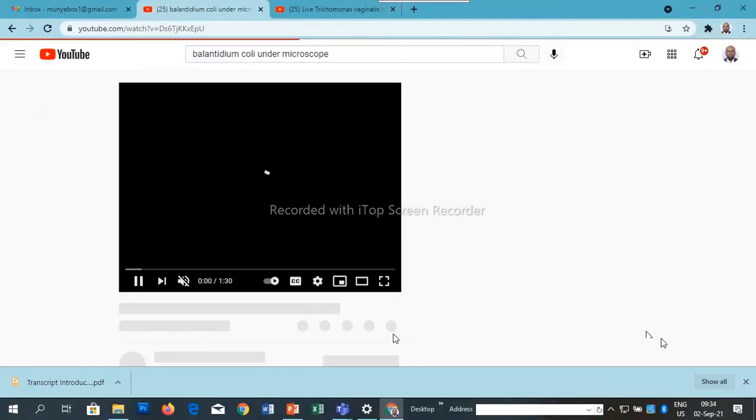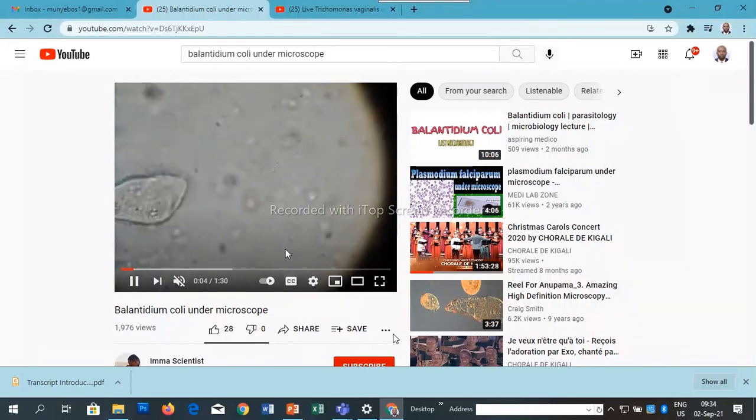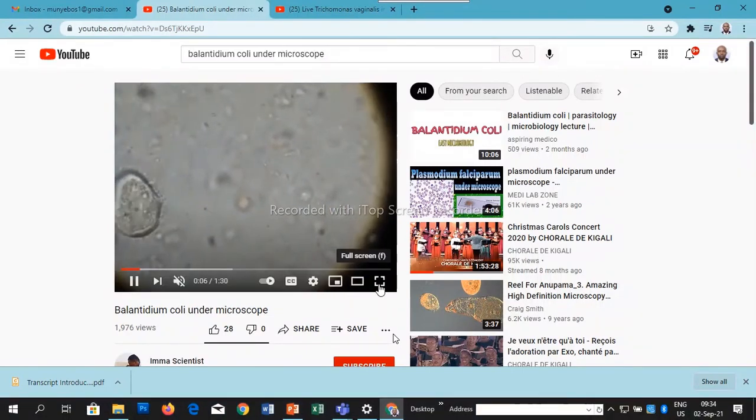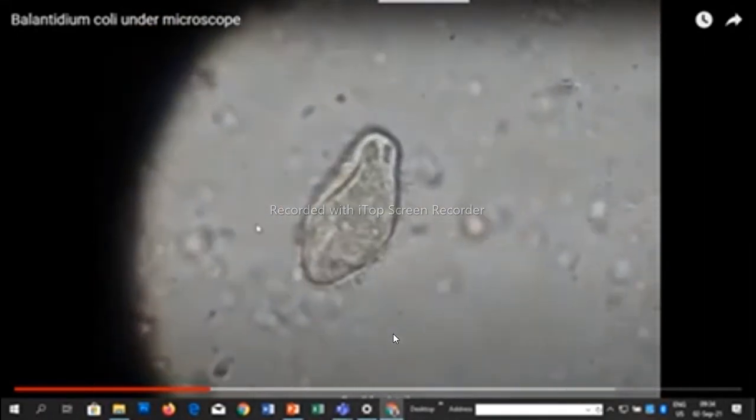And it's very simple to recognize as it's bigger than Entamoeba histolytica, and when it moves, you can easily see those cilia. Do you see it? This one. Can you see it? Yeah. So this is the parasite.